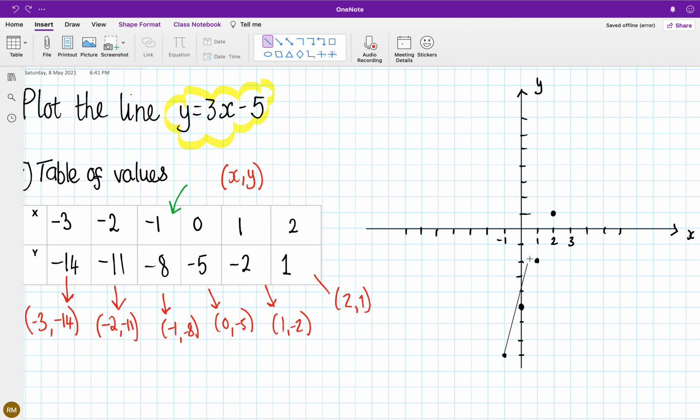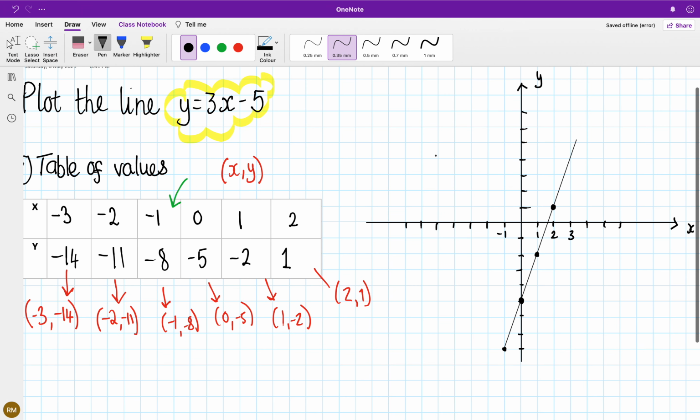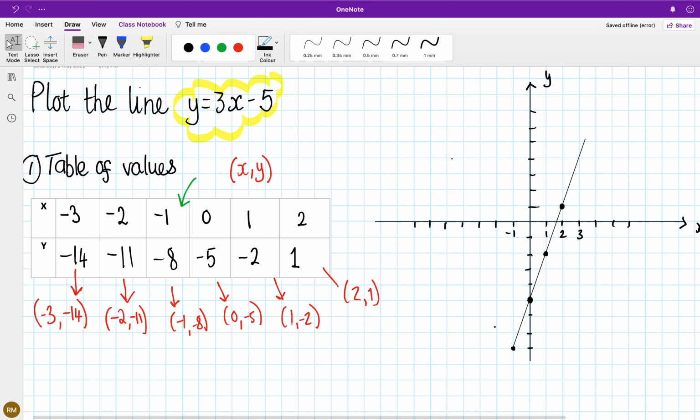Okay, so if we do it through here. So I've now plotted the line y equals 3x take 5.